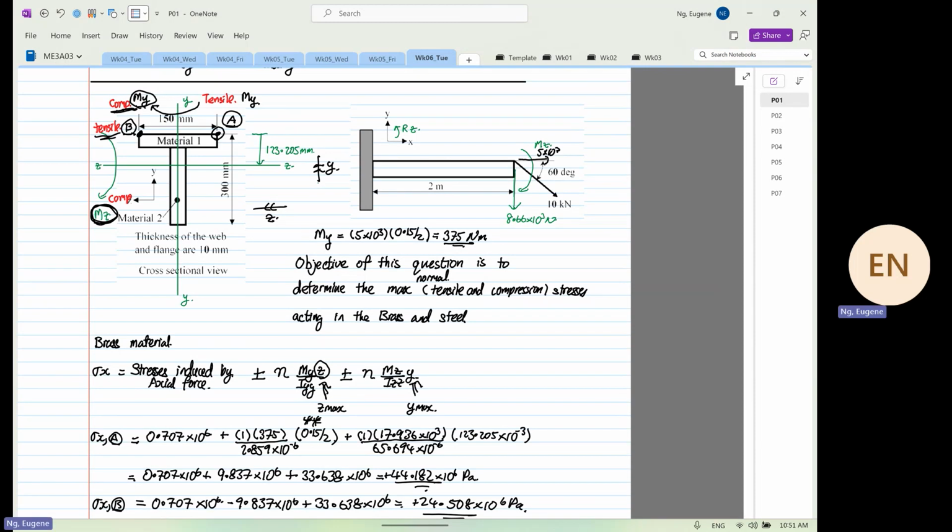Do we need to identify the maximum compression for brass? Repeat again, do we need to find the maximum compression? At this stage, no. Later on, I'm going to teach you how to confirm your answer.